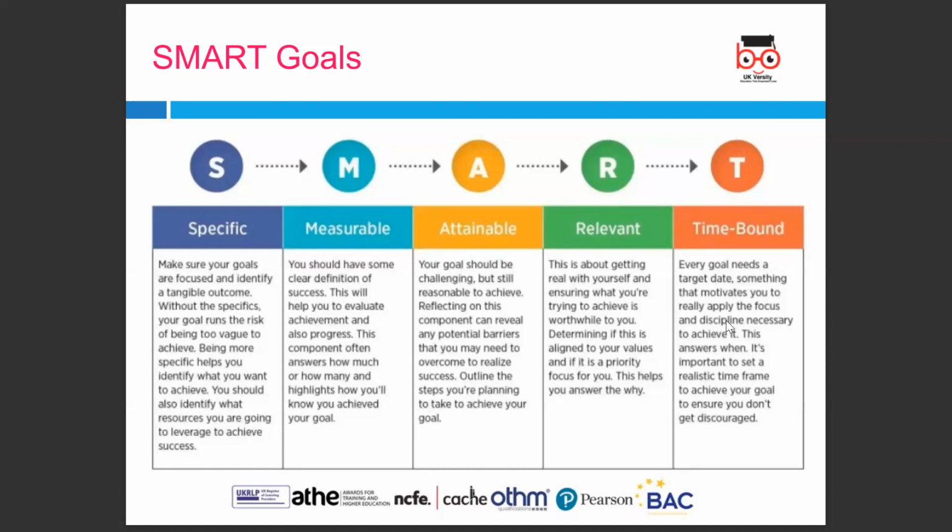R is relevant. This is about getting real with yourself and ensuring that what you're trying to achieve is worthwhile to you, determining if this is aligned to your values and if it is a priority focus for you. This helps you answer the why.